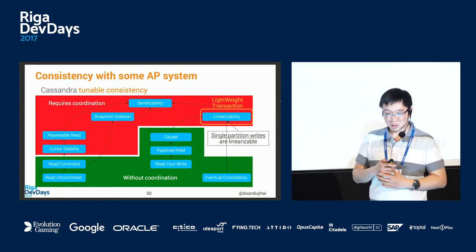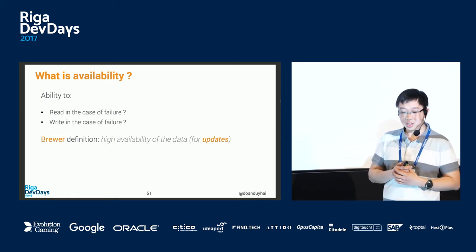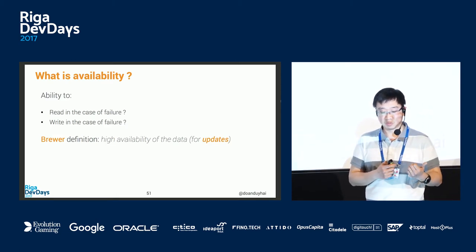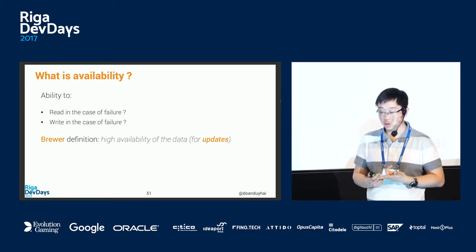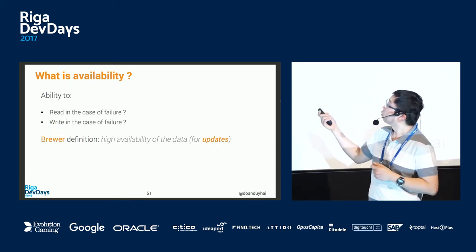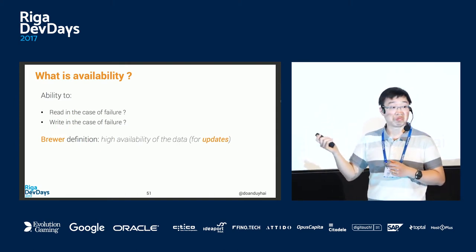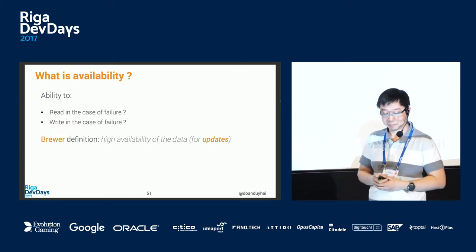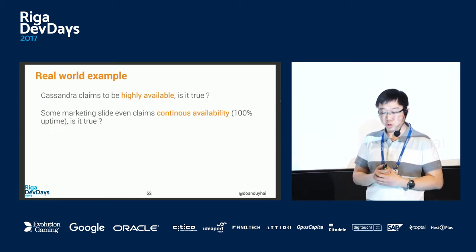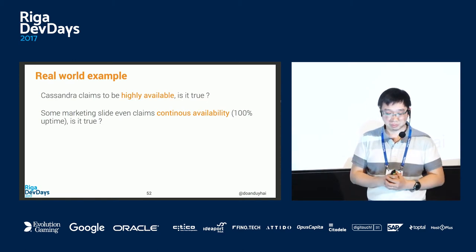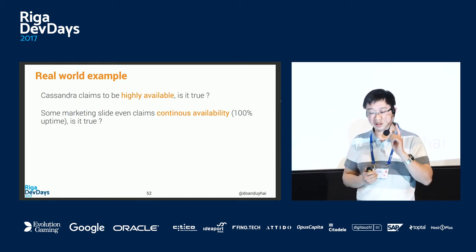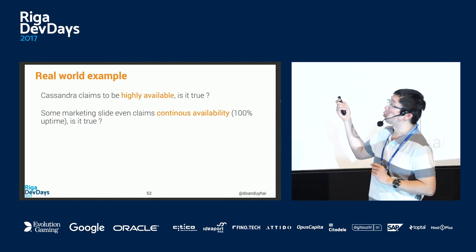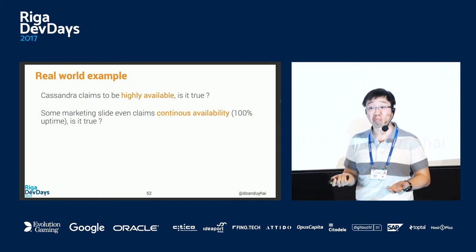No. Now let's talk about availability. What is availability? Does it mean you are available for read in the case of failure, or for write? In the original paper, availability is only for updates, so for write. They didn't say anything about reading. Let's take a real world example, some marketing message. Cassandra claimed to be highly available. Is it true? And even some marketing slides, they claim to be continuously available, 100% uptime. Is it true? So let's see.